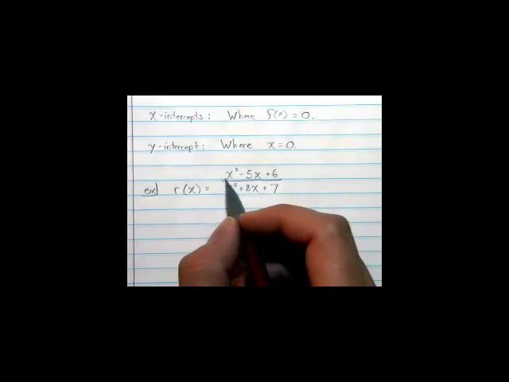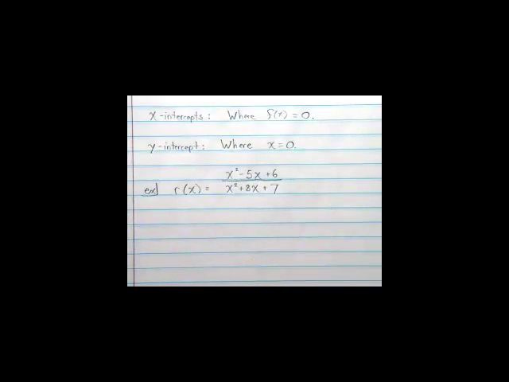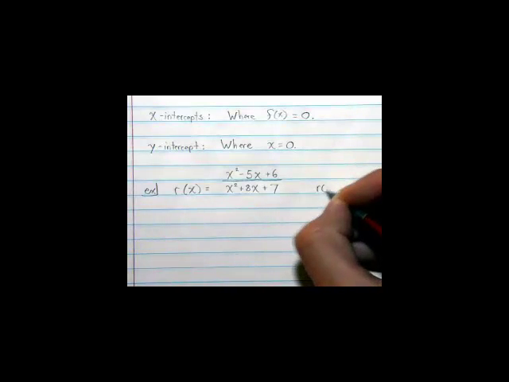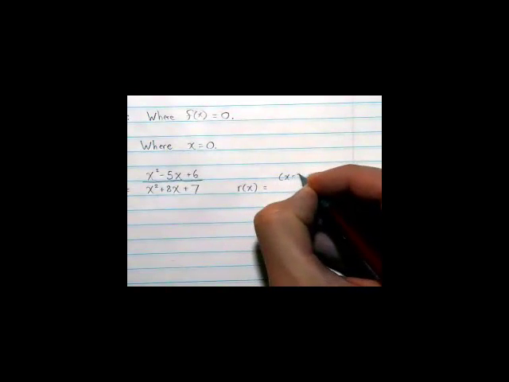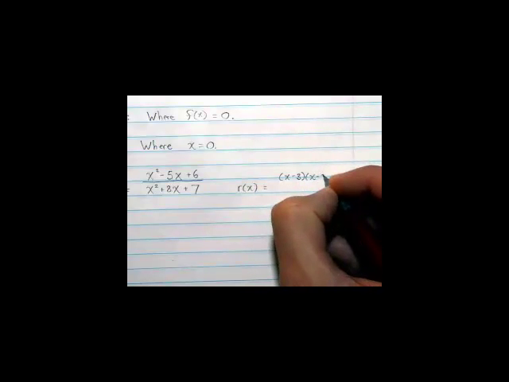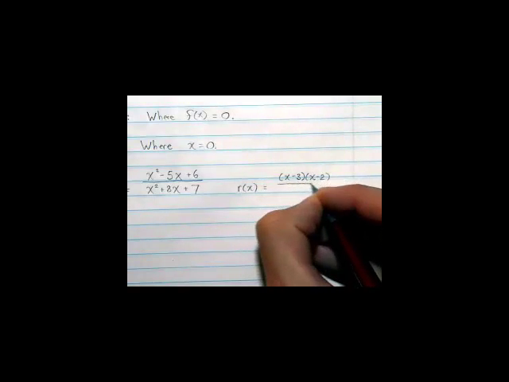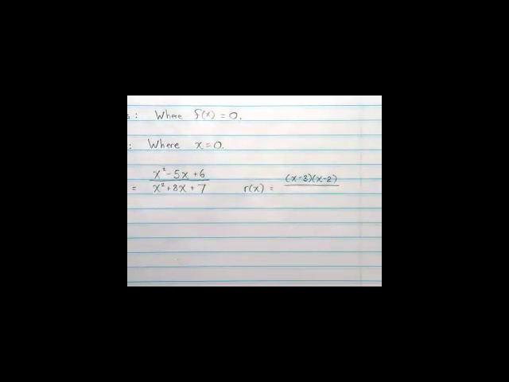So x squared minus 5x plus 6. What does that factor to? So x minus 3, x minus 2. Okay, and then that denominator, x squared plus 8x plus 7. Yes, you can. What is it? 7 and 1. X plus 1 and x plus 7.